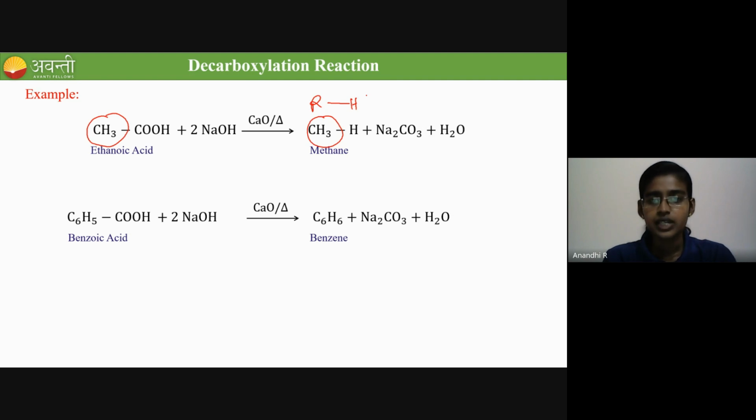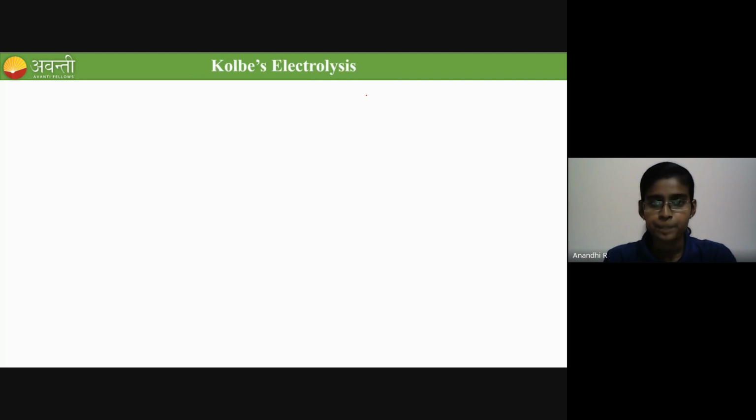I'll move on to the next reaction. The next reaction is Kolbe's electrolysis. Under this COOH molecule as a whole, the first reaction was reduction, the second is decarboxylation. And under decarboxylation, we are studying this reaction. First is the reaction with soda lime.